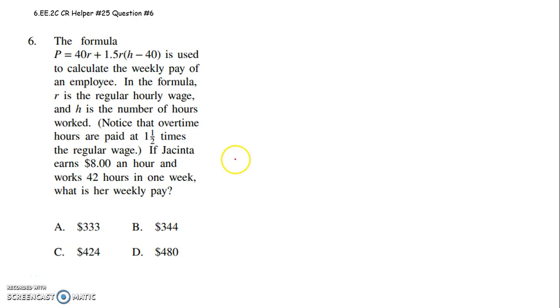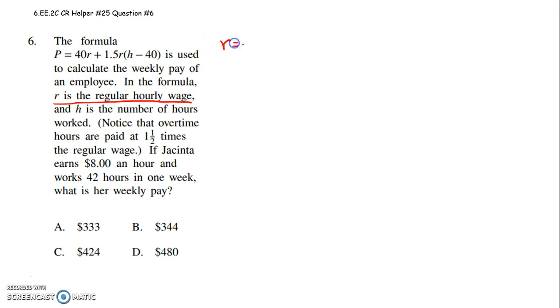Sixth graders, this is to help you with question 6 on CR 25. It says the formula P equals 40R, which means 40 times R, plus 1.5R, which means 1.5 times R, times, in parentheses, H minus 40, is used to calculate the weekly pay of an employee. In the formula, R is the regular hourly wage.